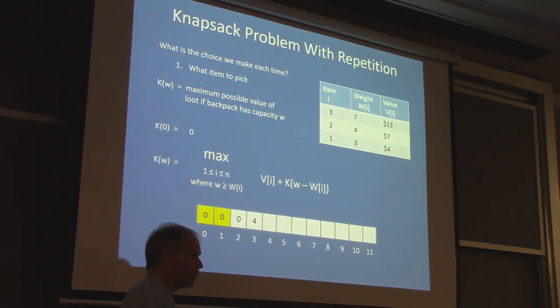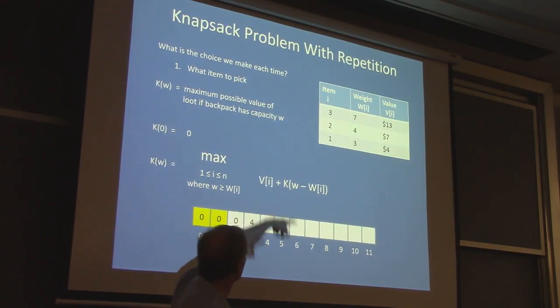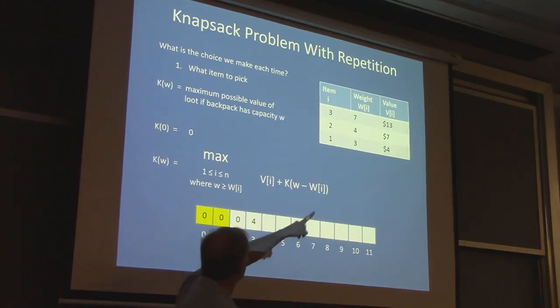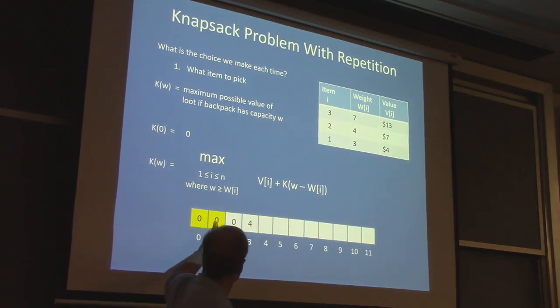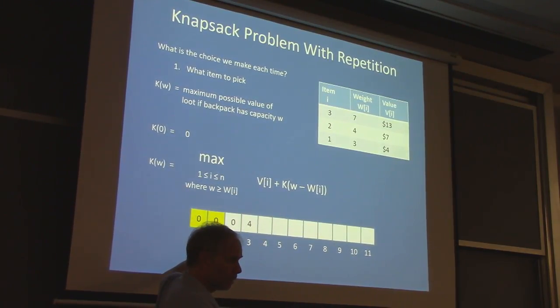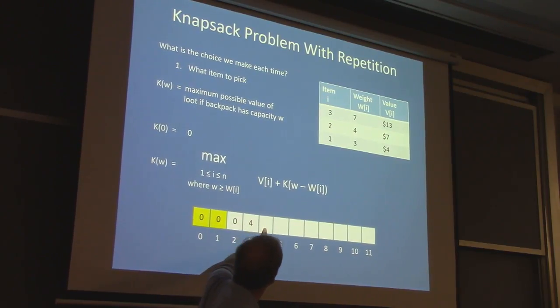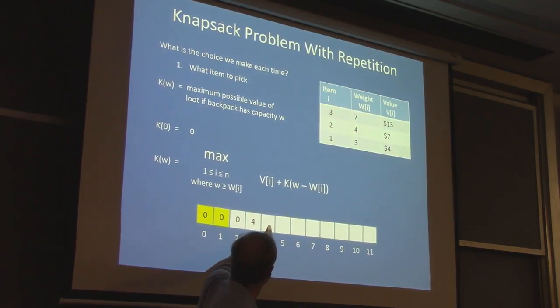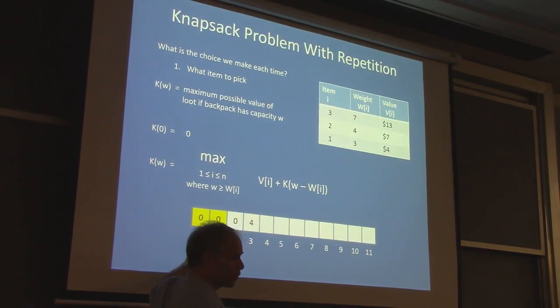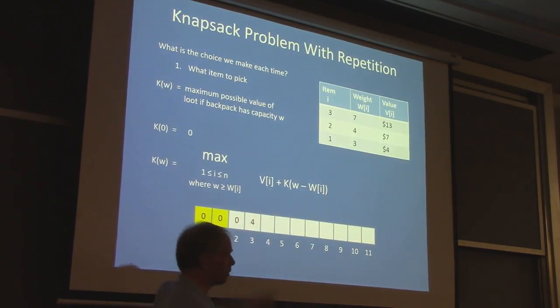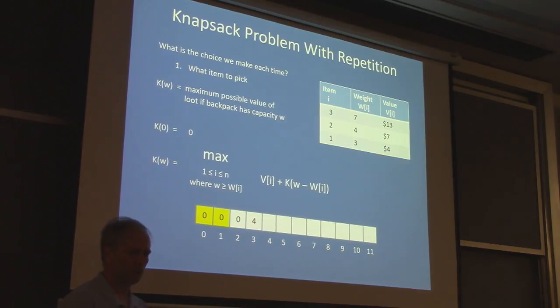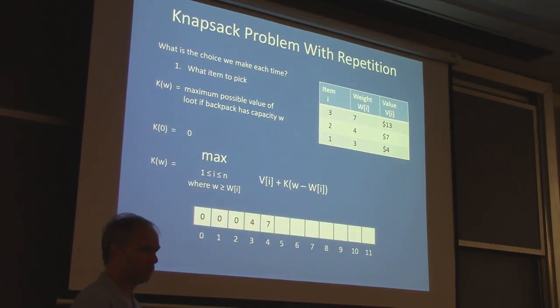So we take the max of, let's consider 1 and 2. We'll do 1 first. We take the max of $4 plus what's stored there. So that's one thing that goes into the max. The other thing that goes into the max, for item 2, is $7 plus what's stored right there. So which do we do? $4 plus 0 or $7 plus 0? 7 plus 0. Right. So we get the 7.